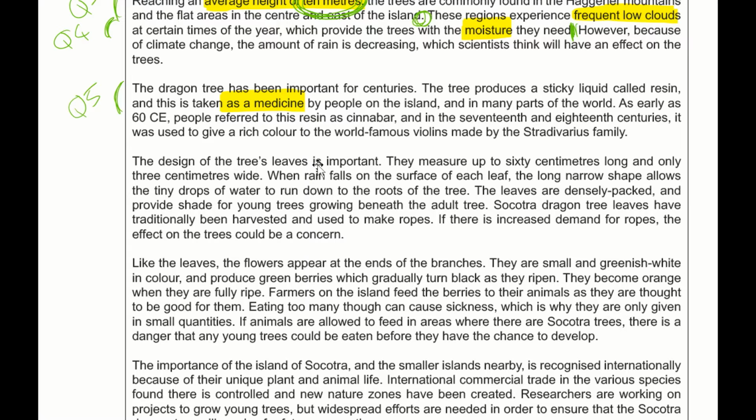The design of the tree's leaves is important. Here we go. We've got leaves. They measure up to 60 centimeters long, okay, and only 3 centimeters wide. When rain falls on the surface of each leaf, the long, narrow shape allows the tiny drops of water to run down to the roots of the tree. There we go. Okay, so when rain falls on the surface of each leaf, the long, narrow shape allows tiny drops of water to run down to the roots of the tree.